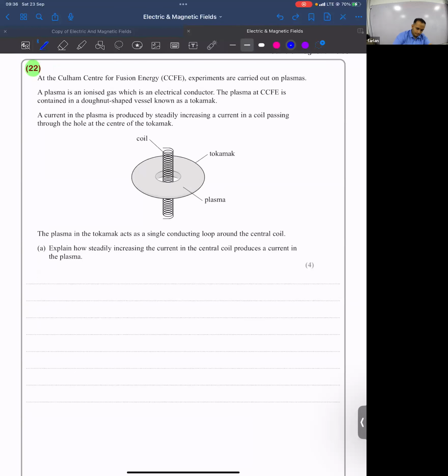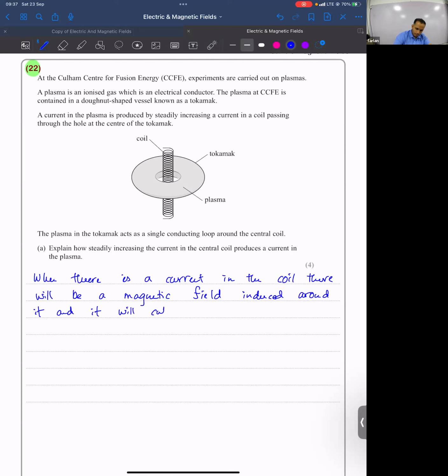When there is a current in the coil, there will be a magnetic field induced around it, and it will cut the plasma. Full stop.